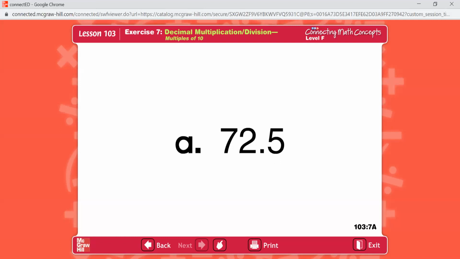31 thousandths multiplied by 100. You'll move the decimal point 2 places to the right. 35 and 4 tenths divided by 100. You'll move the decimal point 2 places to the left.